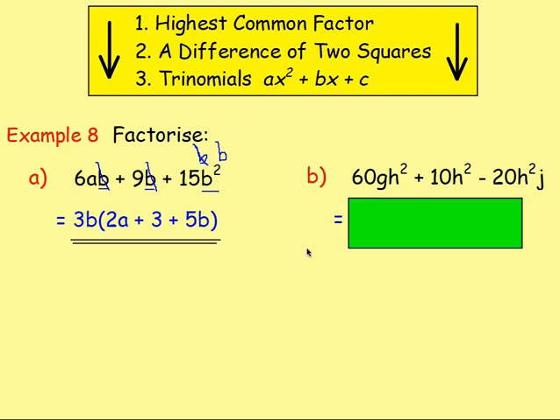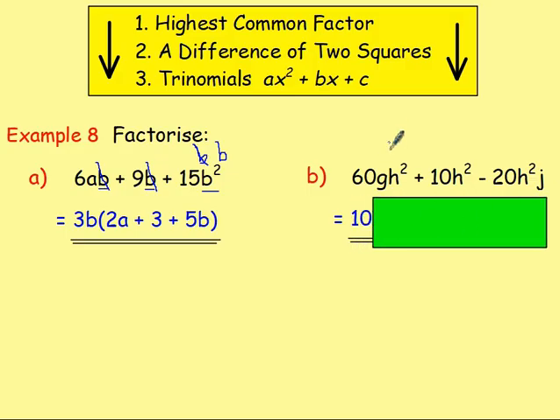Similarly with this one, example b, 60gh squared add 10h squared, take away 20h squared j. Number-wise, first of all, what is the highest common factor? What's the biggest times table? 60, 10, and 20 are in. Good, they're all in the 10 times table.